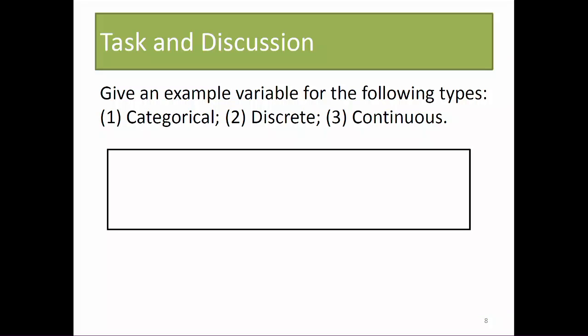Okay, so I'm going to skip over this one in the interest of time, but a good exercise for you is to think about a variable that falls into one of these three categories. Is it a categorical variable? Give an example of a categorical variable. Give an example of a discrete variable. Give an example of a continuous variable. Have a think about it. Come and talk to me if you're unsure about the terminology. Okay?